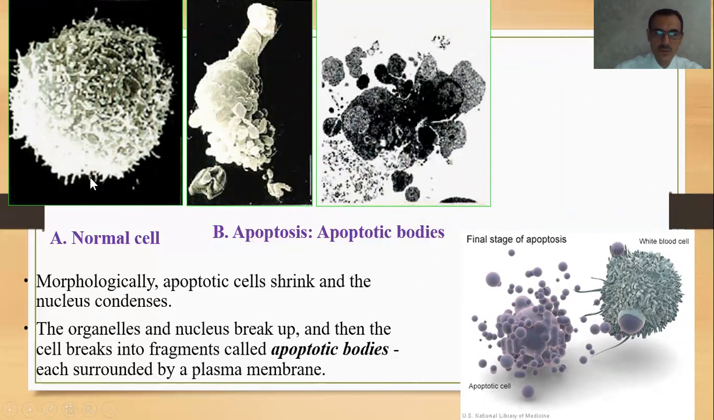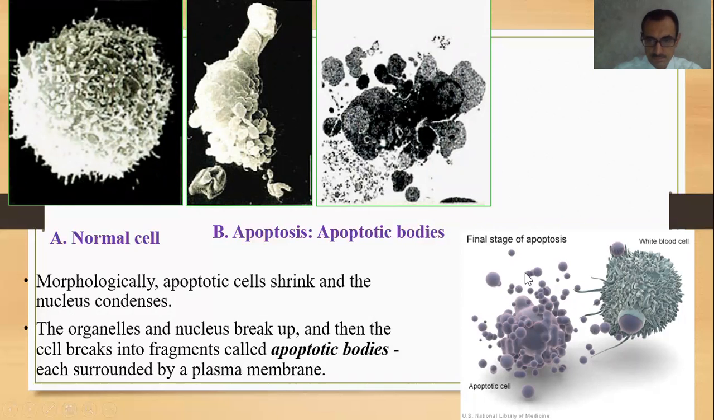Here you see the electron microscope of normal cells and apoptotic cells. Morphologically, the apoptotic cells shrink and the nucleus condenses. The organelles and the nucleus break up, and then the cell breaks into fragments, as we said, the apoptotic bodies. Here you can see the electron microscopy, or ultrastructure, of the apoptotic bodies. Each of these bodies is surrounded by a plasma membrane.